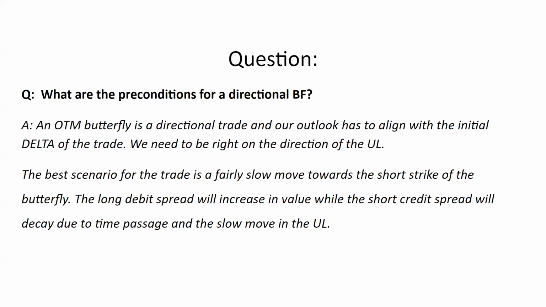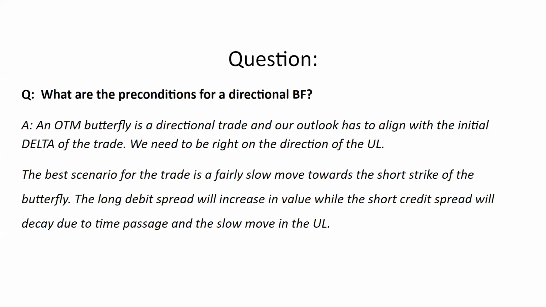If I'm bullish, then I'm going to look to place an out of the money call butterfly. If I'm bearish, I'm going to look to place an out of the money put butterfly. And that's what I wrote in my notes here, pretty much, just to summarize this. An out of the money butterfly is a directional trade in nature, and our outlook has to align with the initial delta of the trade. We need to be right on the direction of the underlying. That is the most important part.